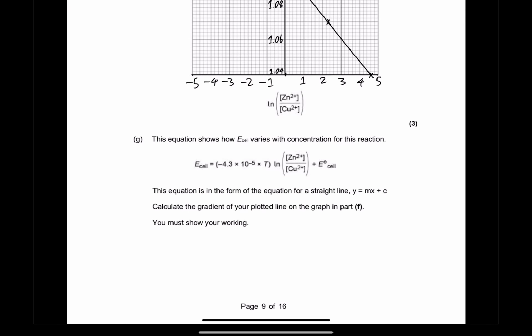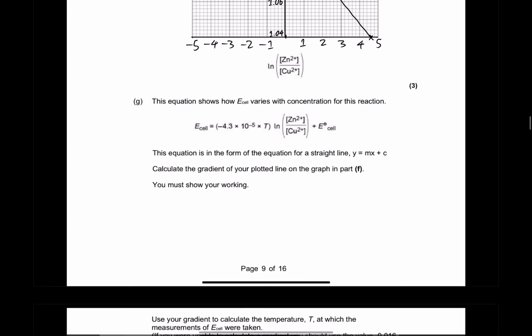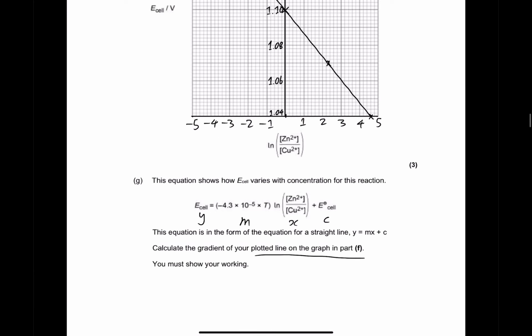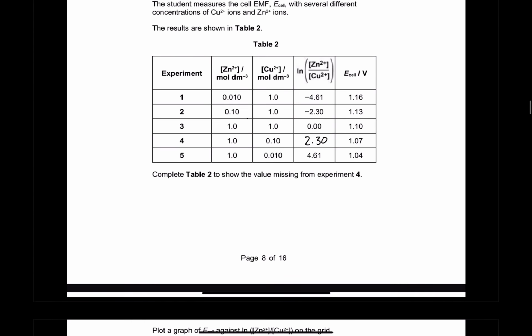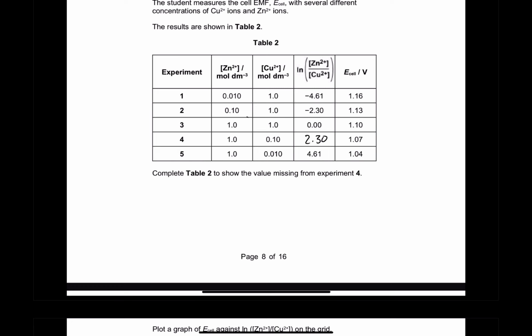This equation shows the electric cell potential varies with concentration of this reaction. This equation is in the form of straight line y equals mx plus c. So this is y equals mx plus c. Calculate the gradient of your plotted line graph. You must show your working. So I'll use just these two.